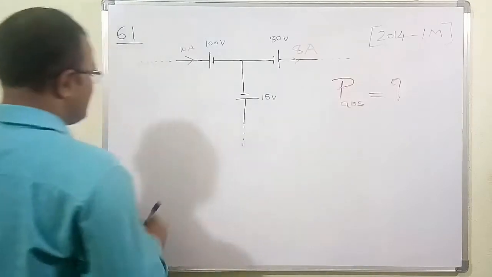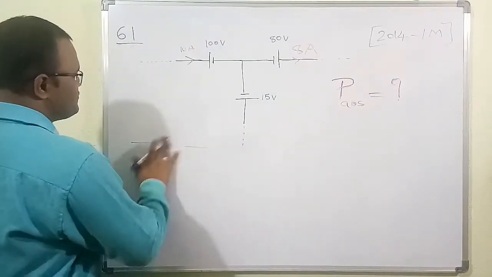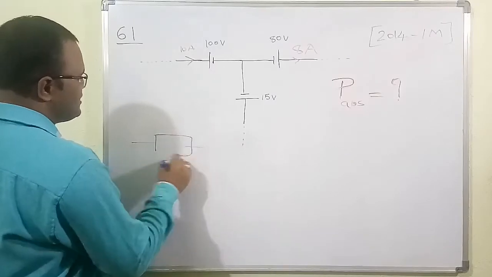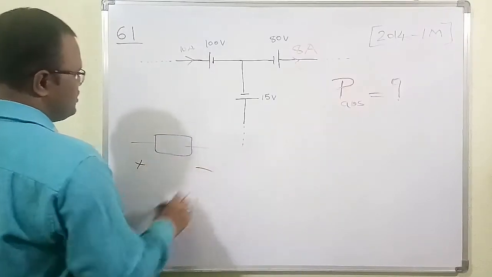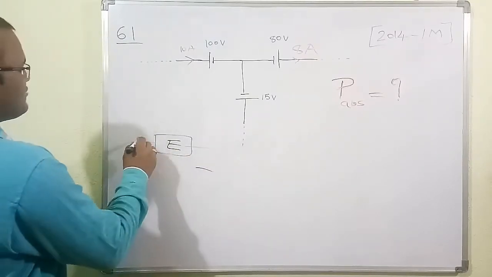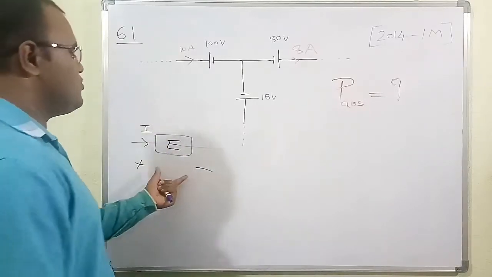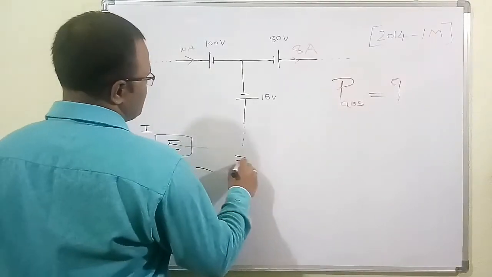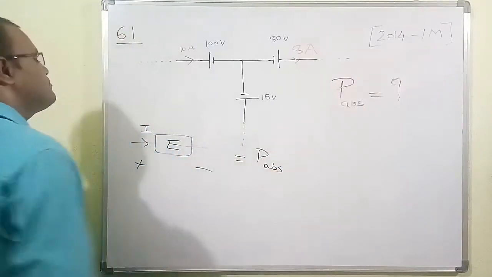See here, suppose there is an element. In this element, suppose this terminal is positive and this is negative. So let me consider this as some element E. Whenever the current flows from positive to negative, this element is going to absorb the power. ABS means absorb the power.